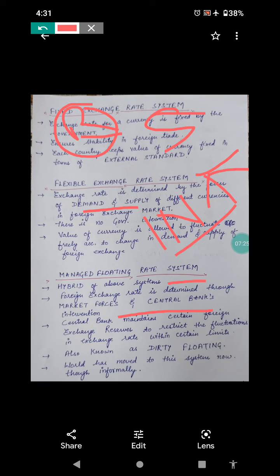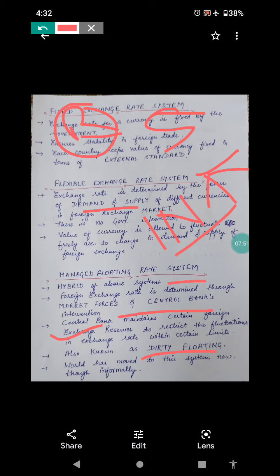Flexible exchange rate system was leading to fluctuations. So now these fluctuations will be somehow stabilized. So for that, central bank maintains reserves of foreign exchange to ensure that exchange rate stays within the targeted value. So this system is also known as dirty floating.